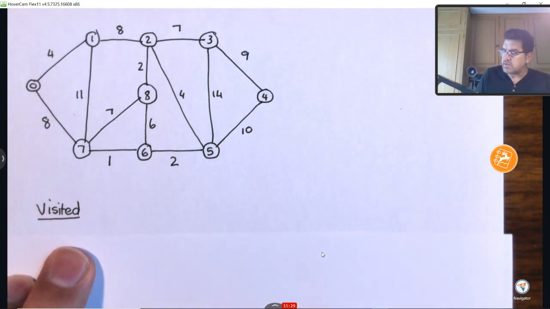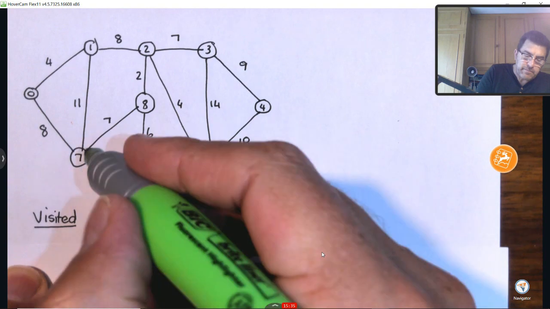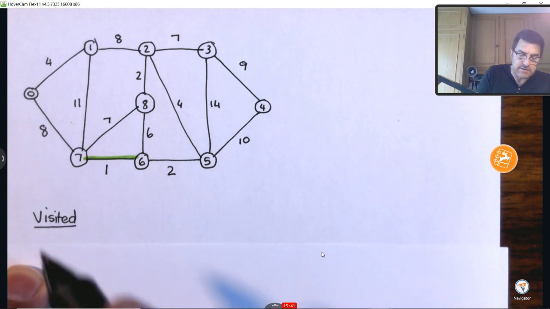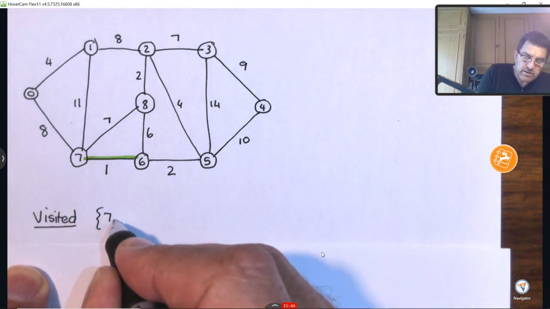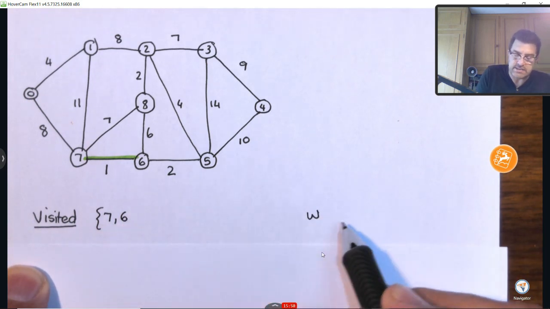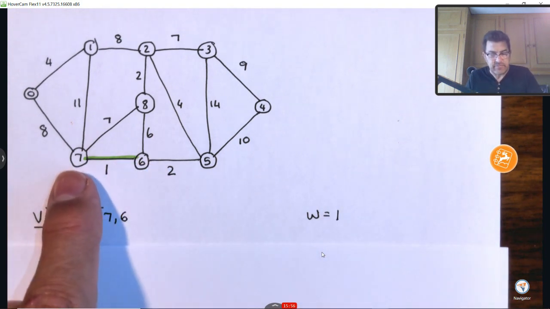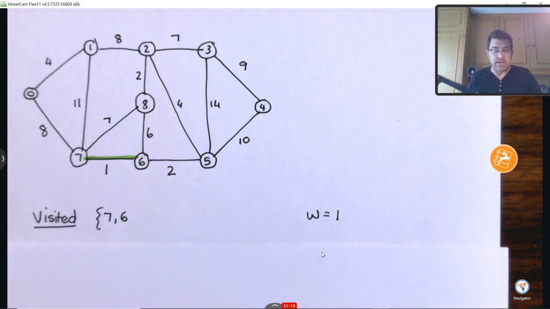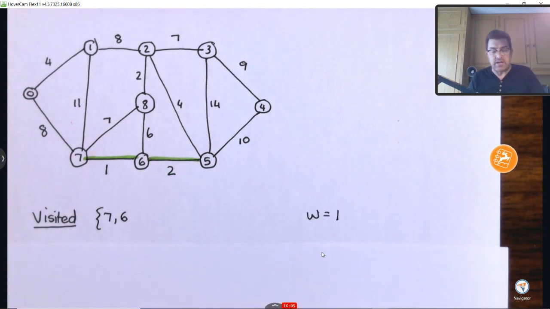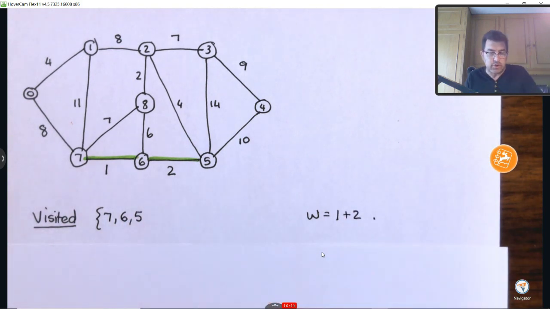Okay, so we're going to start and pick an edge. We're using Prim now. So it makes sense to start with this edge. Okay, so we've visited vertex 7 and vertex 6. The weight we have so far accumulated is 1. Now we're at 6 or we're at 7. Well, at 6, there's a side that helps us get to 5, which is a minimum side. So we now have visited vertex 5, and we've added a weight of 2.